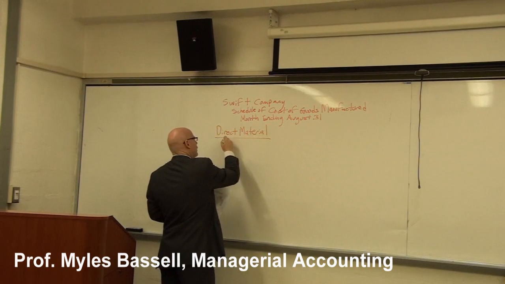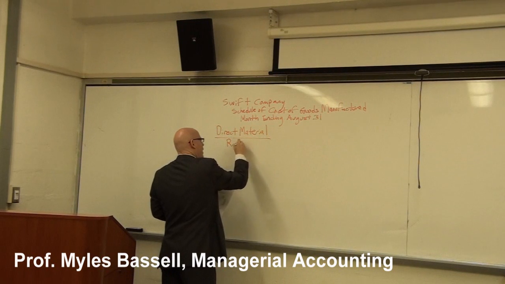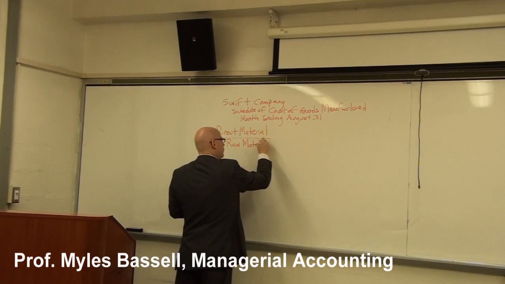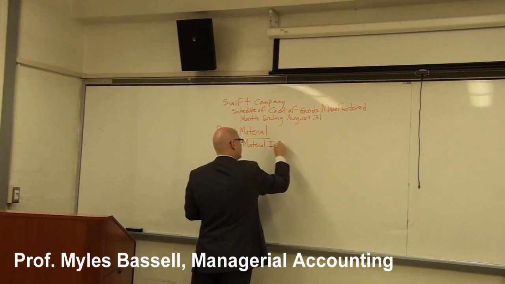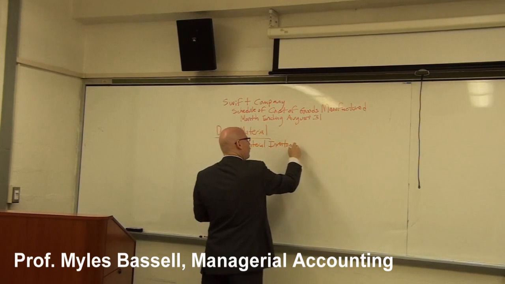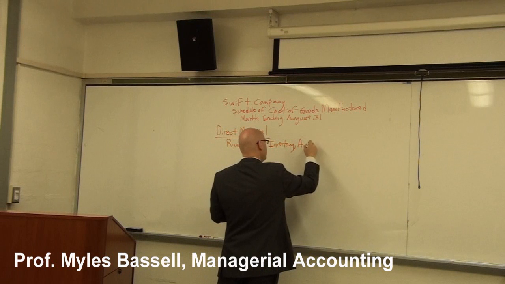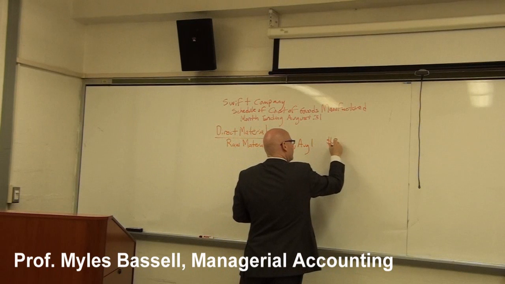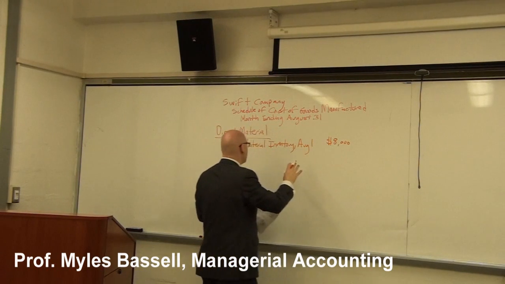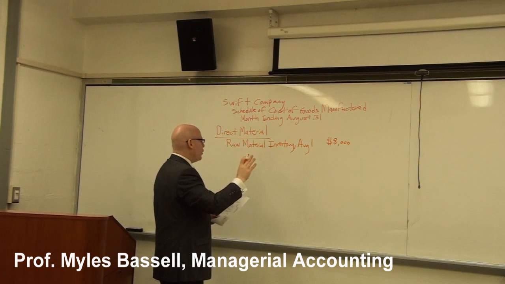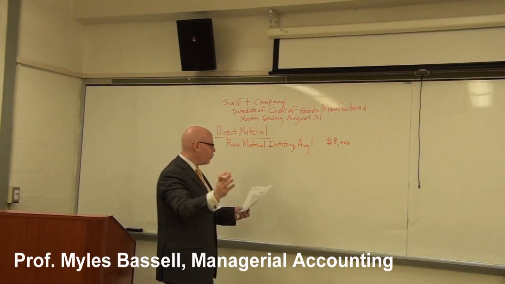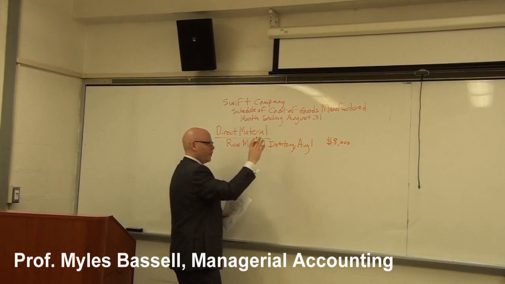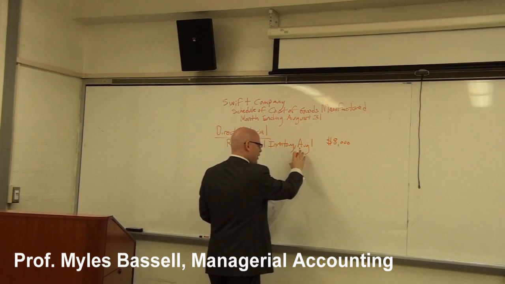So we start by making a note of the raw material inventory as of August 1st. We're told that that's $8,000. So that's the amount of raw materials, could be plastic, could be gold, could be cotton, the amount of raw material that we have on hand at the beginning of the period.